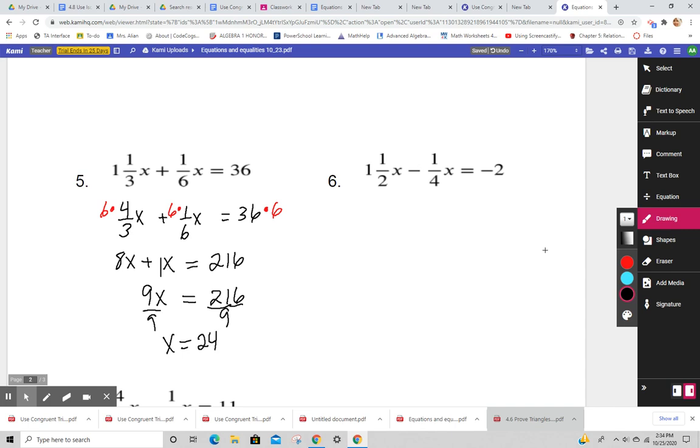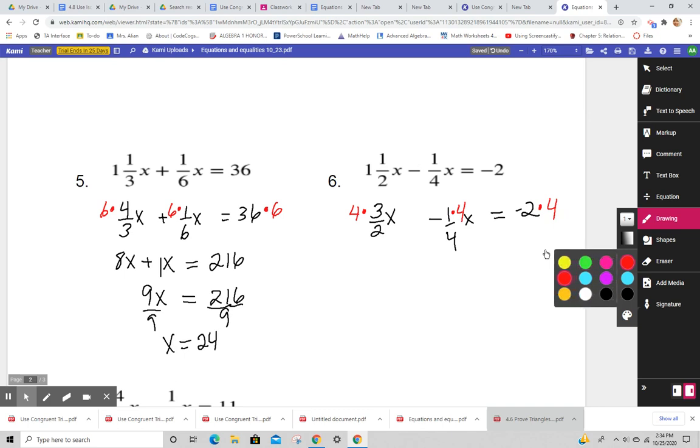2 times 1 is 2, plus 1, that's 3, so that's going to be 3/2 x minus 1/4 x equals -2. Let's multiply through by the least common multiple, and that would be 4, so multiply this by 4, multiply this by 4, and multiply this by 4. Let's simplify. 4 times 3 is 12, divided by 2, that's 6x. 4 times 1 is 4, and 4 divided by 4 gives me -1x equals -8. -2 times 4 is -8.